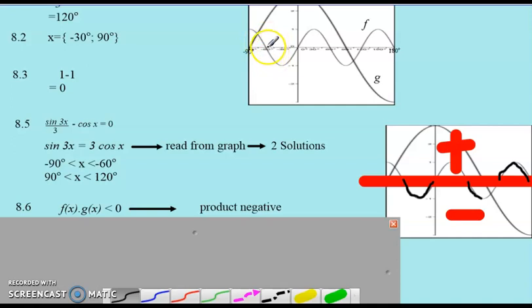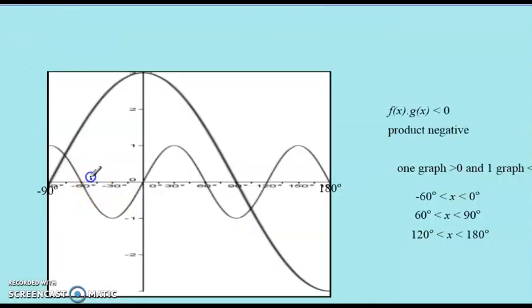So I need to give the value from that point to that point, and then the value from that point to this point over here, and then from that point to that point. So let's go read from the graph. The first intersection would be at negative 60, 0 degrees, right? From there to there. That's the first one. Then the next one will be from 60 degrees up until 90 degrees. Then the next one will be 120 degrees up till 180 degrees.